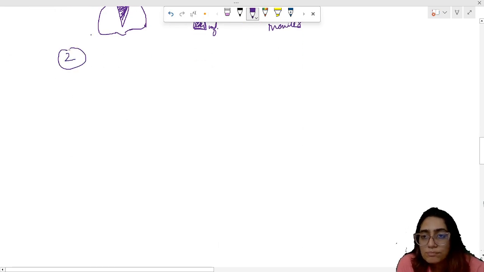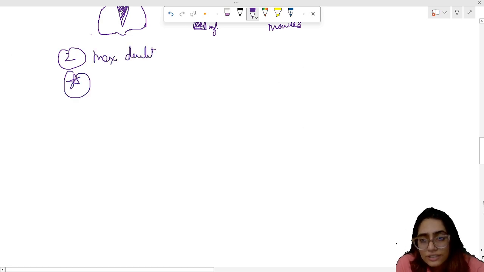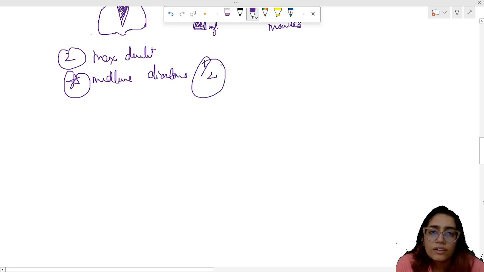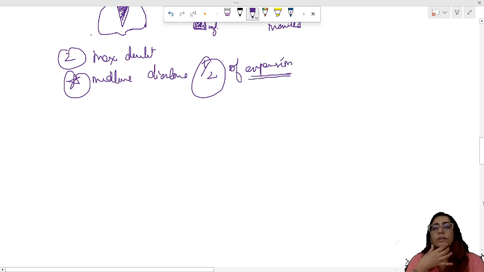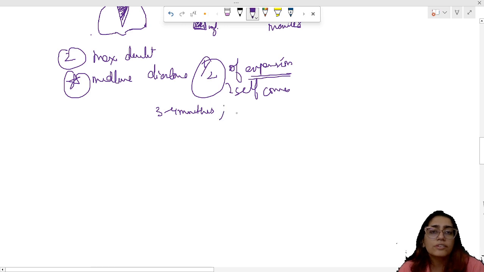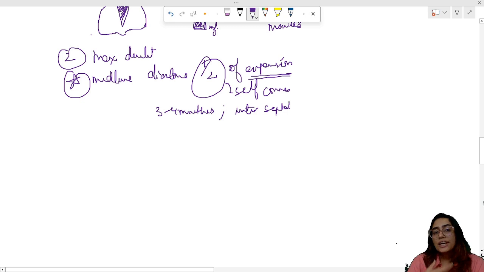So this was about the maxilla. Second is the maxillary teeth or the maxillary dentition. So there is a very characteristic midline diastema that develops. So this diastema is half of what the expansion has happened. So if expansion that has happened is 4 millimeters, this midline diastema will be around 2 millimeters. But this is self-corrective and it usually closes between 3 to 4 months. Why? Because there are the interseptal fibers. The interseptal or the transeptal fibers between the central incisors are still present and they'll close the space. So this is about the anteriors.